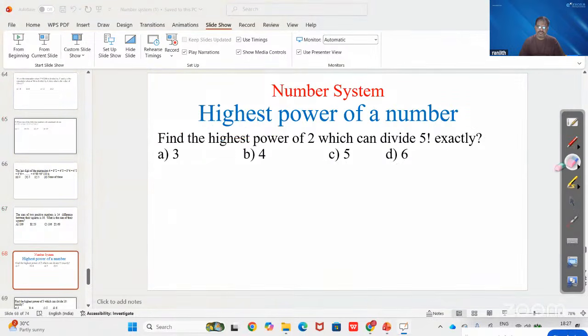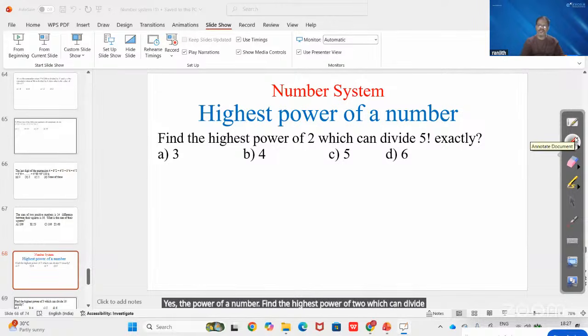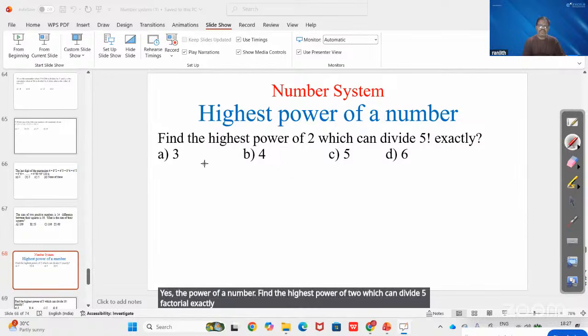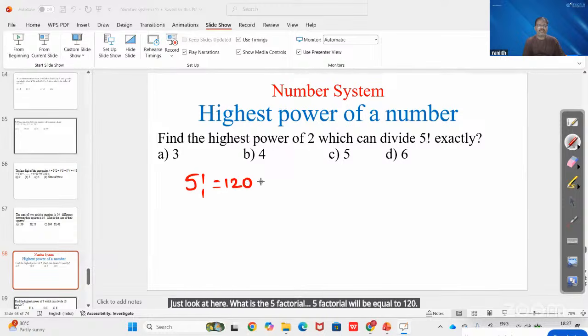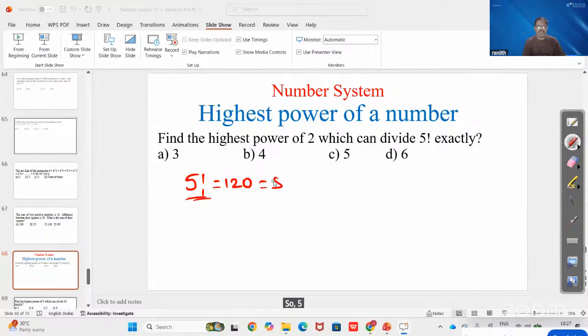Next. Highest power of a number. Find the highest power of 2 which can divide 5 factorial exactly. Just look at here. What is 5 factorial? 5 factorial will be equal to 120. So 5 factorial can be written as 5 into 4 into 3 into 2 into 1. So how many 2's are we having?